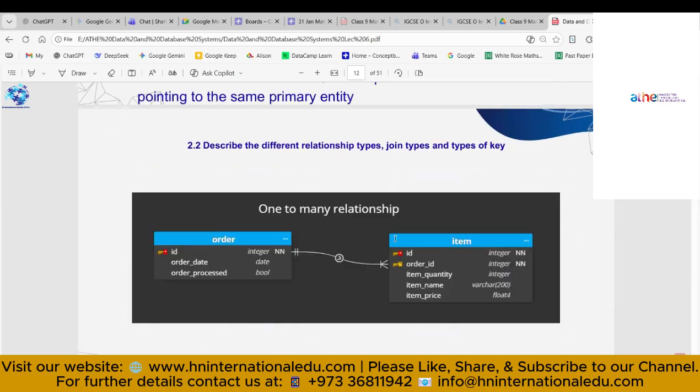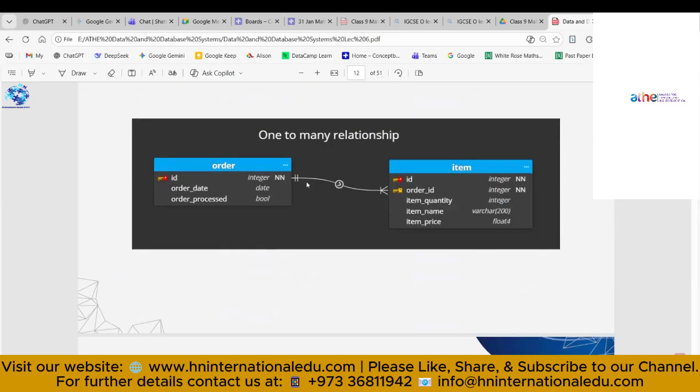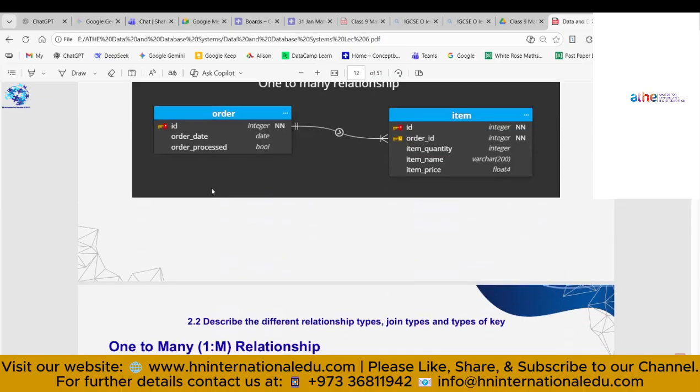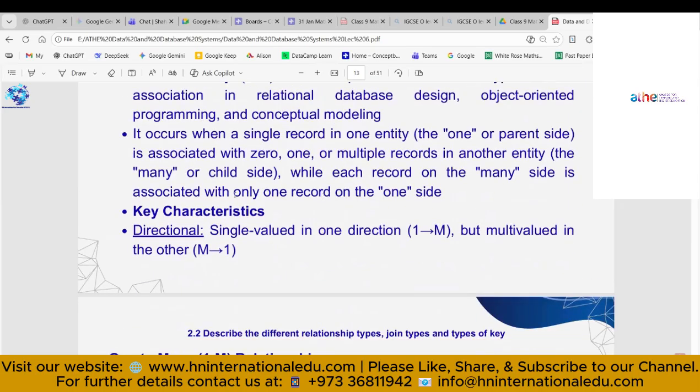That means that in this example, you can see one order has many items. But if you associate many items with this order, you will be saying many items to one order, not many to many. That is how you will say it.